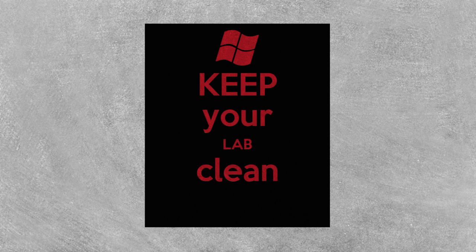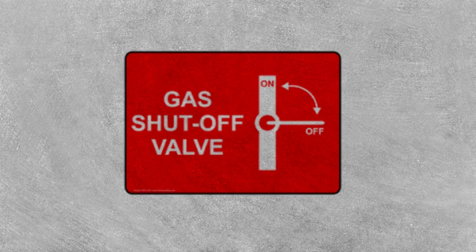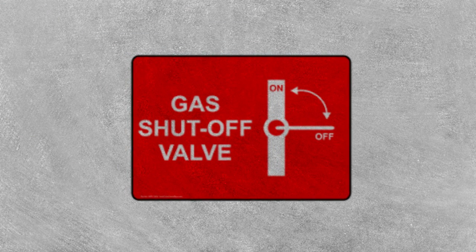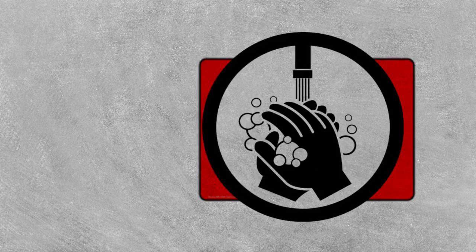When you're finished, after completing an experiment, you clean your work area and your equipment, and you make sure that the gas and water are turned off. Wash your hands with soap and water before leaving the lab.